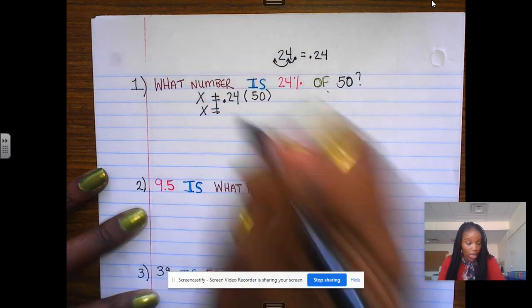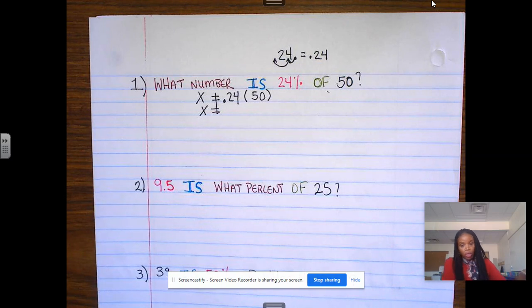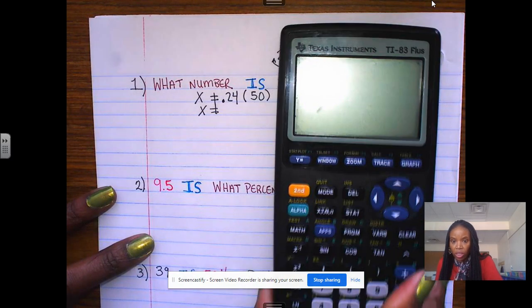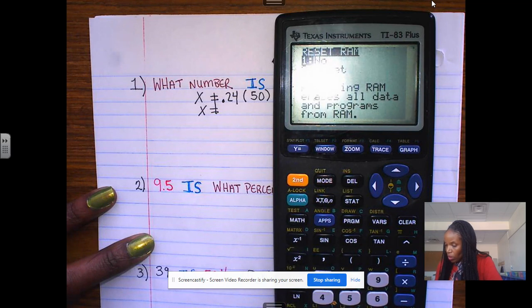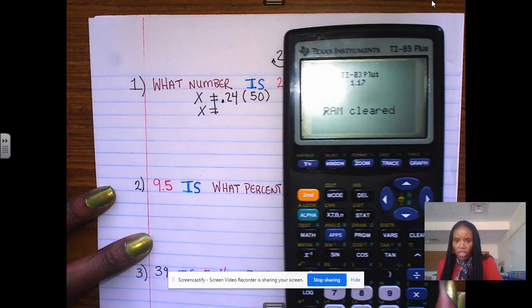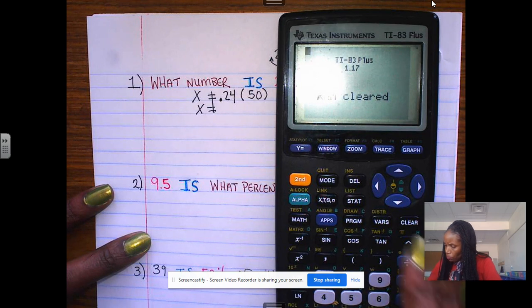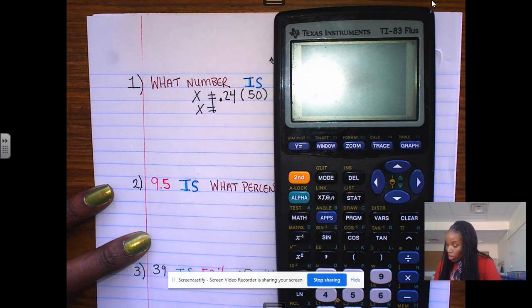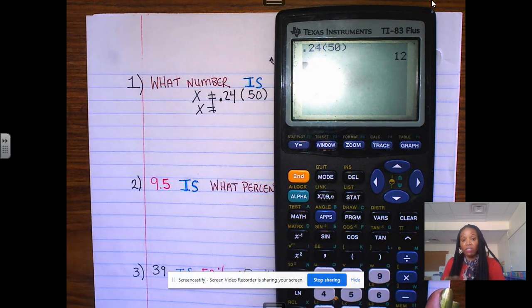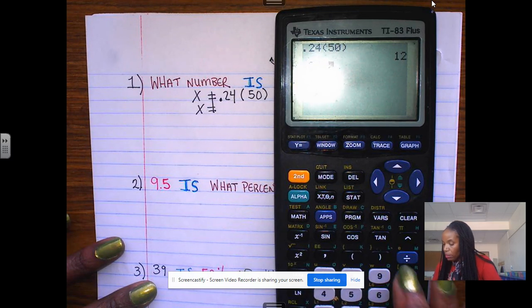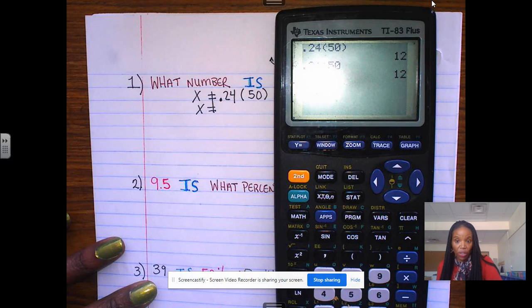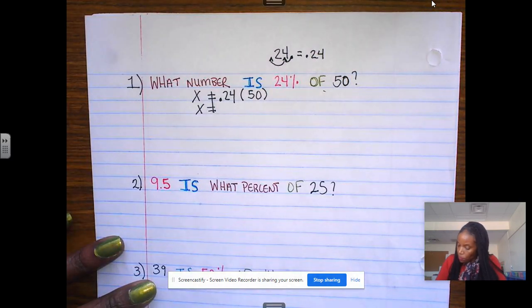X equals, and in my calculator, which I want to show you here, I just want to make sure I clear this out. All right, so now I'm just going to put in 0.24 parentheses, and I'm going to put in my 50. Okay, my answer is 12. Now, say if you have a calculator that doesn't have parentheses, all you're going to do is 0.24 times 50. You're going to get the same answer. It's 12. So my answer here is 12.